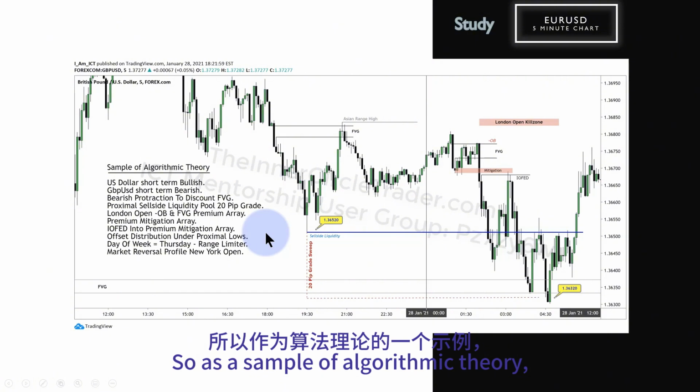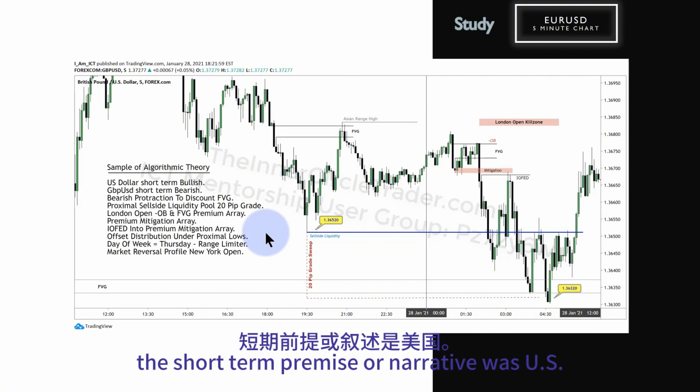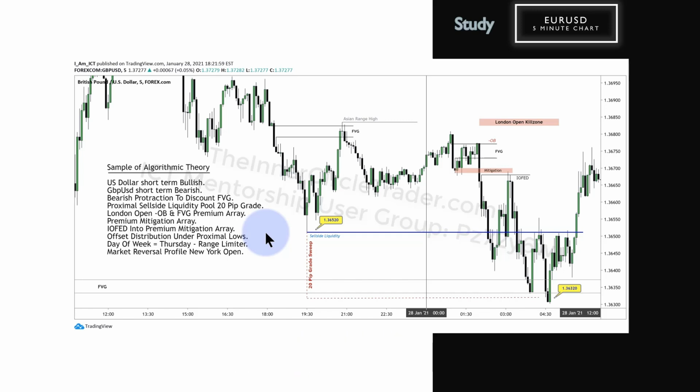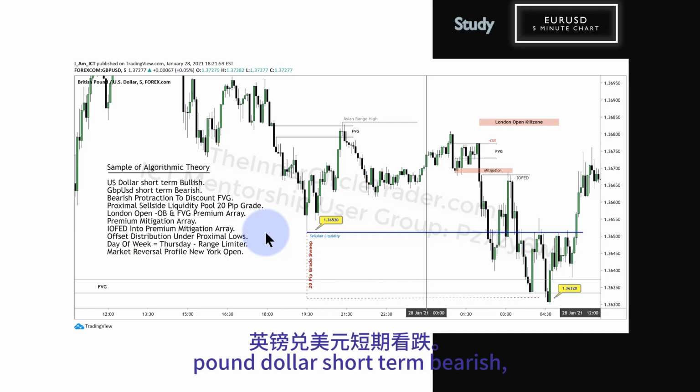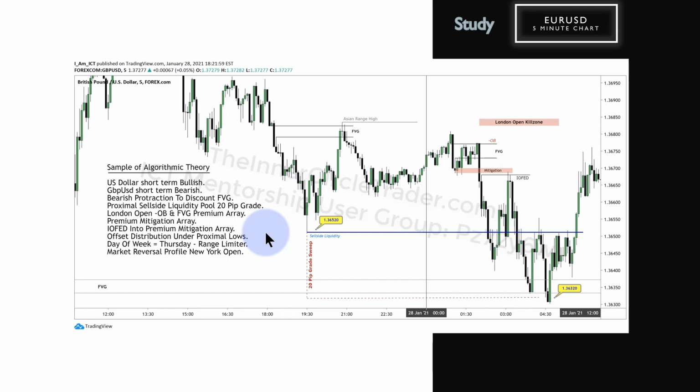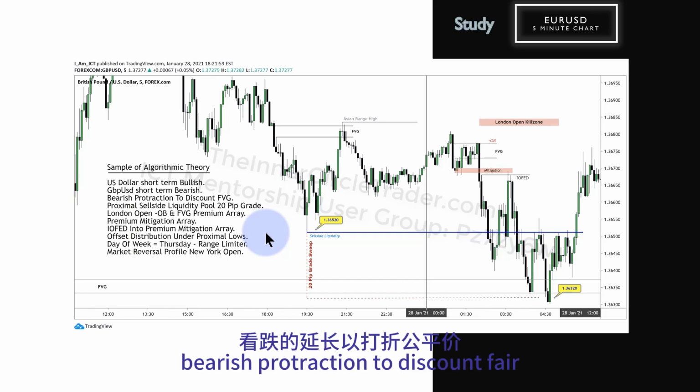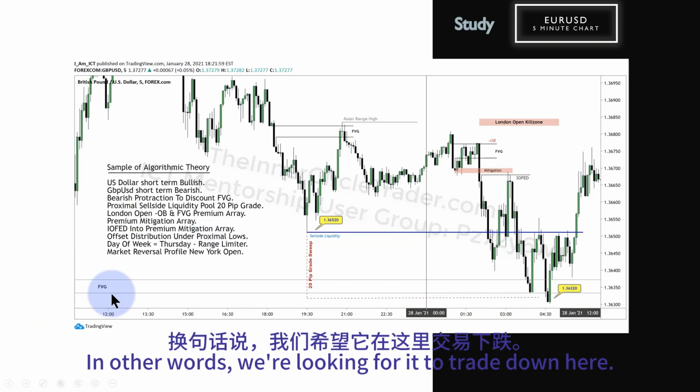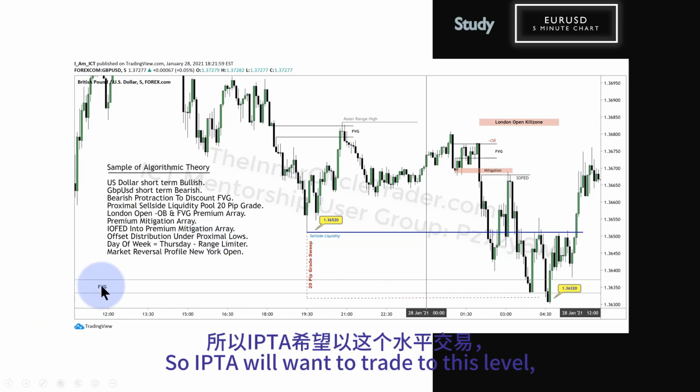As a sample of algorithmic theory, the short-term premise or narrative was: US dollar short-term bullish, pound dollar short-term bearish, bearish protraction to a discount fair value gap. In other words, we're looking for it to trade down here. So IPDA will want to trade to this level.